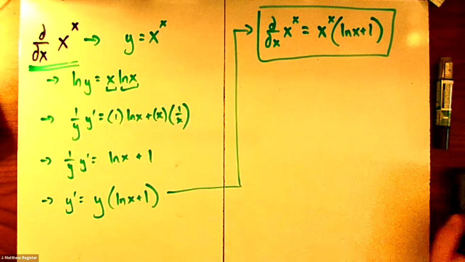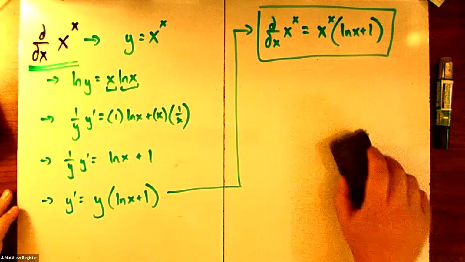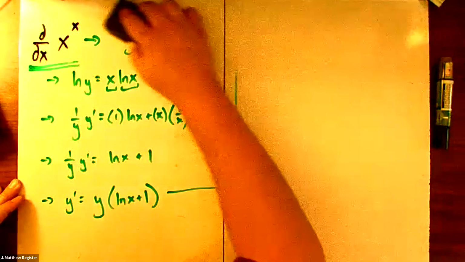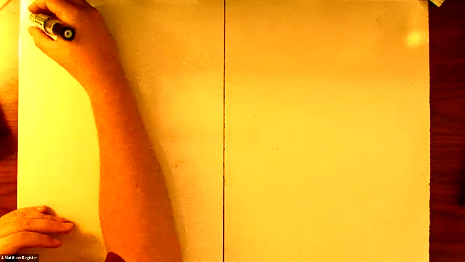Pretty much all logarithmic differentiation problems are going to follow this exact same pattern. And so let's just do a random one. These things can get weird looking. And so how about d dx?